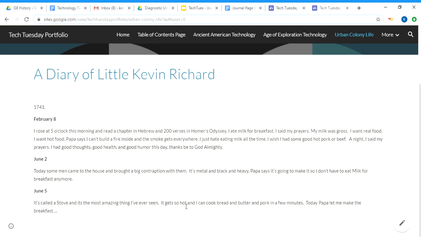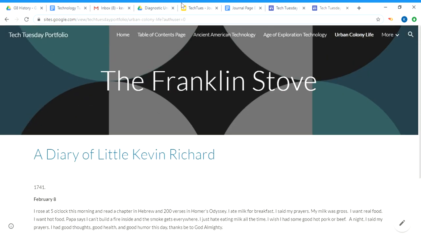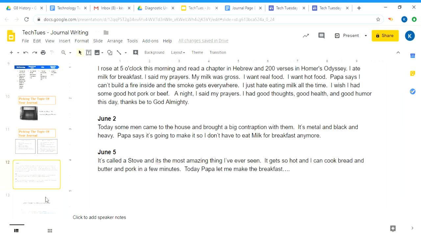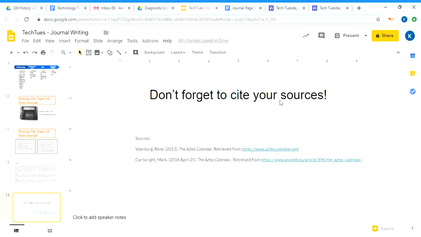Now, I'm only about 25% done. I need to finish my research before I can add more of my writing. But don't forget, guys, don't forget. Always got to cite your sources at the bottom. If you use any websites to learn about your technology, you need to put down where you've gotten that information.